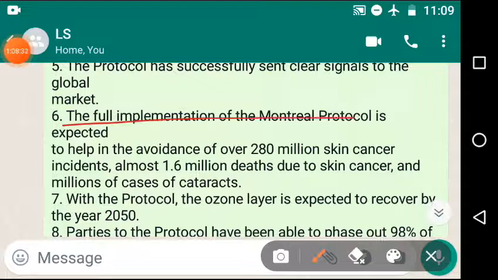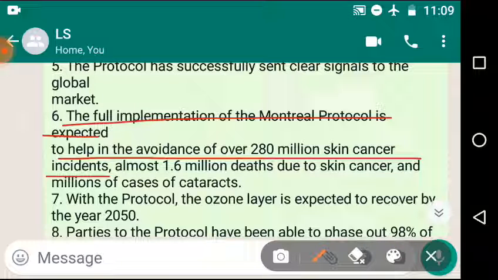The full implementation of the Montreal Protocol is expected to help avoid about 280 million skin cancer incidents, almost 1.6 million deaths due to skin cancer, and millions of cases of cataracts. So it is expected that with the help of the Montreal Protocol, many lives will be saved of people who are suffering from skin cancer or cataracts. So that's very good news. That's a very good comeback, you can say, of this protocol putting that plan into effect.